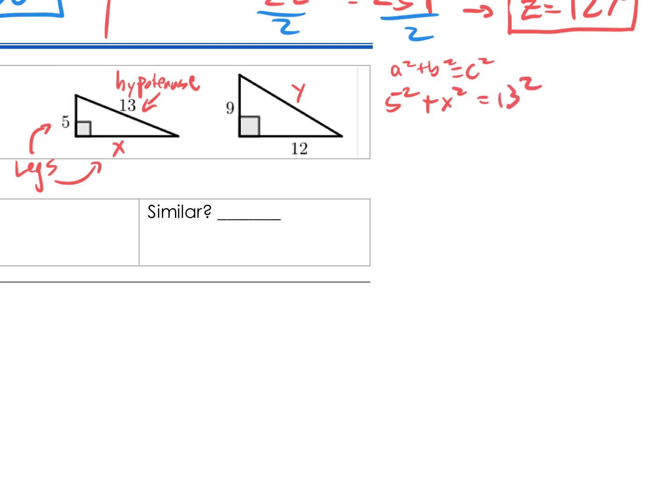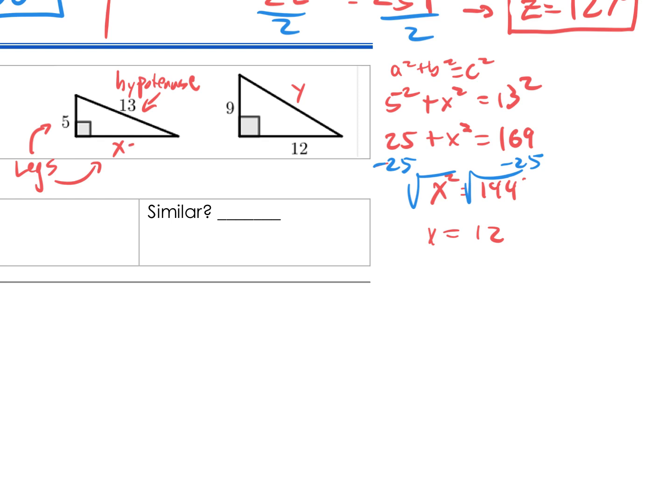All right. And so let's use our algebra. 25 plus x squared. And 13 squared is 169. Let's subtract 25 from both sides. And when we subtract, we get x squared equals 144. And square rooting that, the opposite of squaring is square root. So we square root, and x equals 12. So this one equals 12.